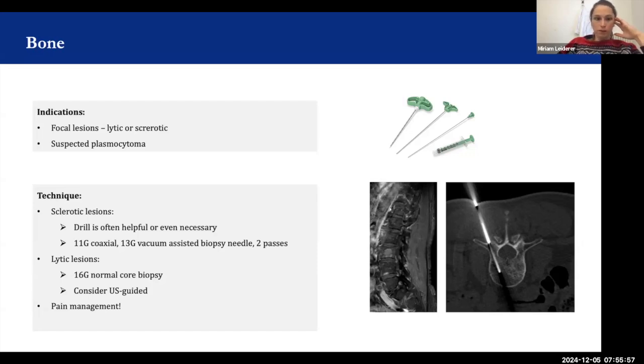Make sure you have a plan for pain management because bone biopsies are painful. So yeah, consider sedation and opioids, but it depends on availability. But at least try to think about it beforehand.